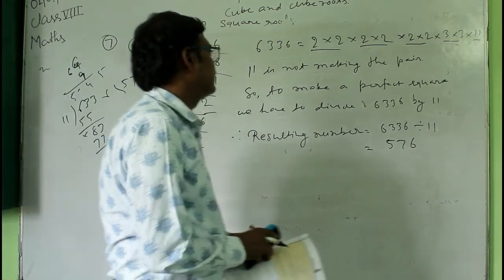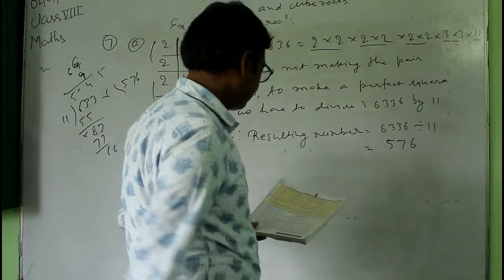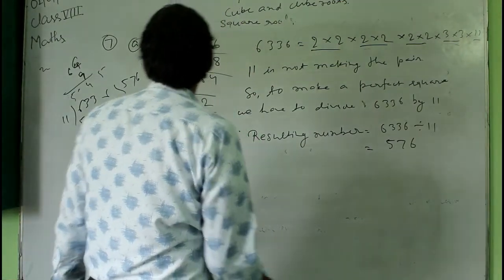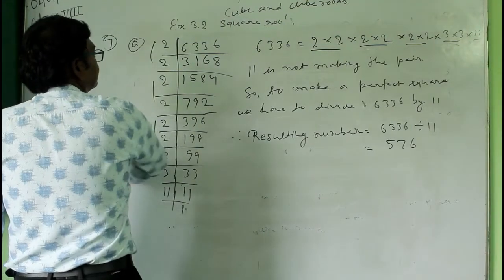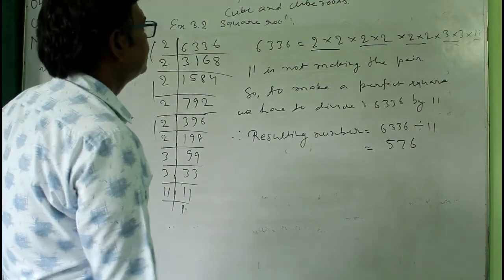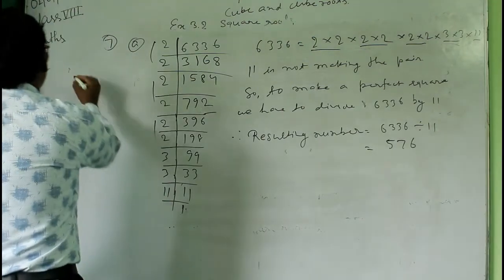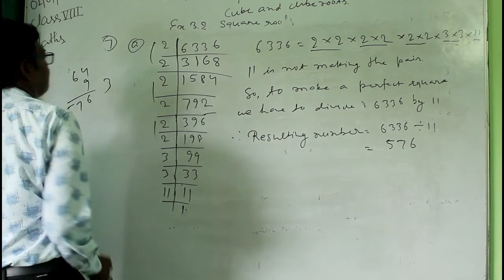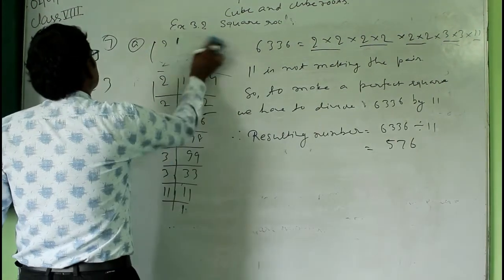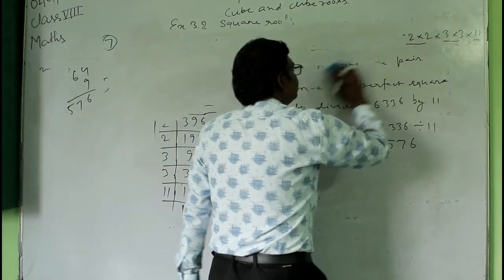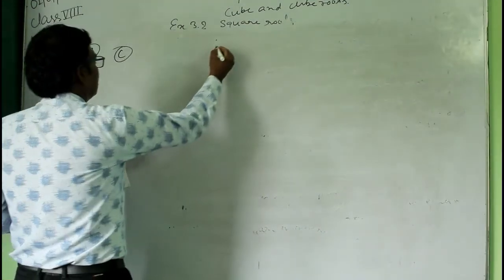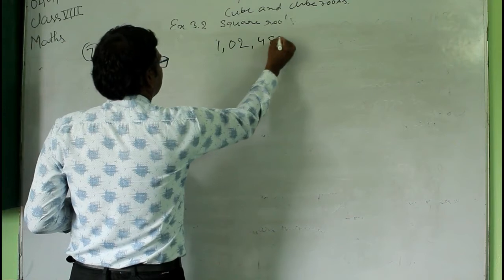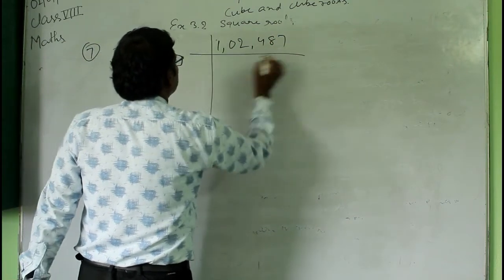So this is the answer in this, and now do the question number 1875. That is question number 7. Okay. Yes. So this is the answer. Now question number B. So here the number is 1,02,487. So find the prime factors of this.